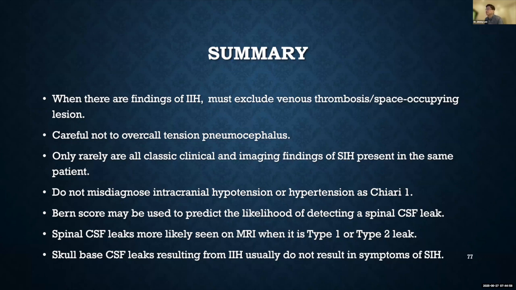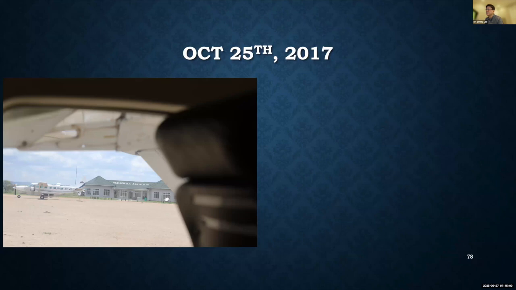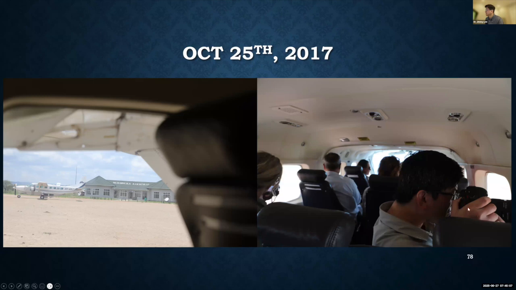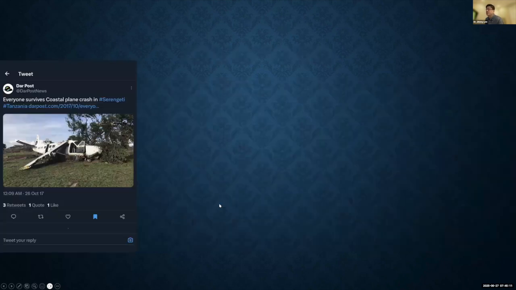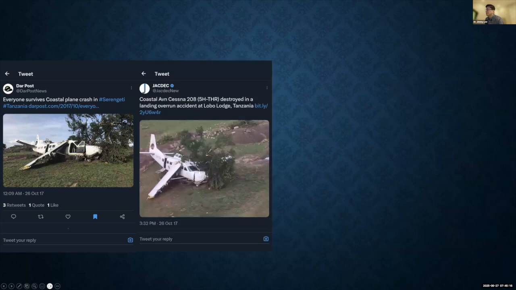And I just want to end with my trip in 2017. Some photos from my trip at the Serenera airstrip when we left in Serengeti. This is me taking photos. Unfortunately, we crashed. We flew into a storm. This is from the dart post. We hit 3 trees, and the third tree stopped us.